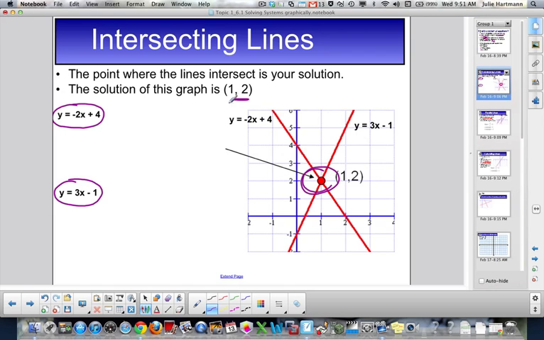By that, I mean when you plug in x and y, so y is 2 and x is 1, that's a true statement. Negative 2 times 1 is negative 2, plus 4 is 2. That works. And on the second equation, 2 is your y, x is 1, so 3 minus 1 is 2. That works. That's your solution.